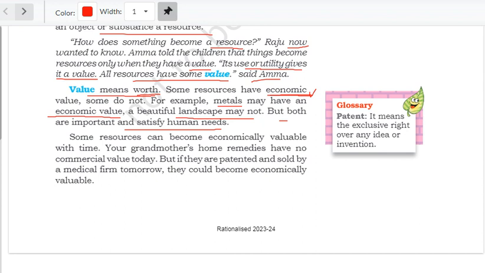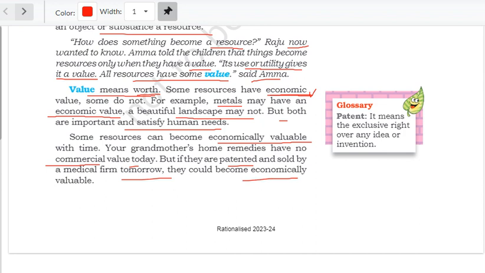Some resources can become economically valuable with time. There are certain resources that become economically valuable with time. As time progresses, they become more and more valuable. Your grandmother's home remedies have no commercial value today. But if these home remedies are patented and sold by a medical firm tomorrow, they could become economically valuable.